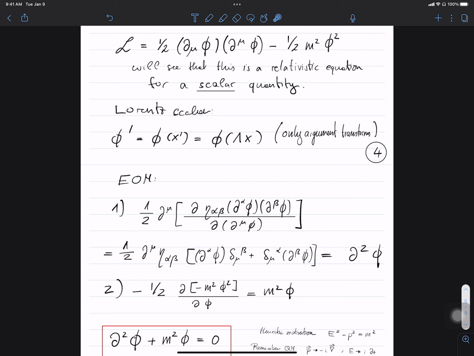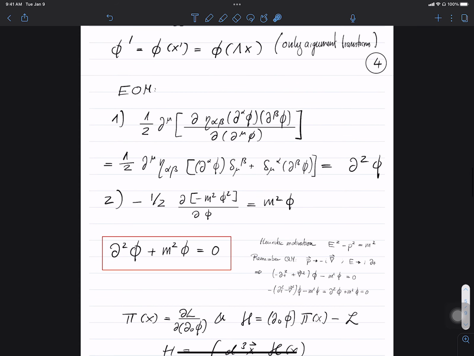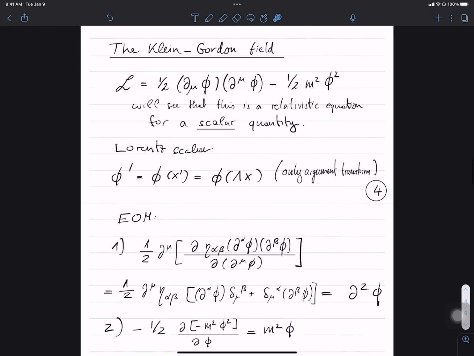So phi prime, the transformed phi field, is just phi of the transformed coordinate, and we know how to transform coordinates by multiplying with the Lorentz transformation. So this is the transformation property of the Lorentz scalar, and these Klein-Gordon field equations are invariant under this transformation. Now we can use our equations of motion from before.